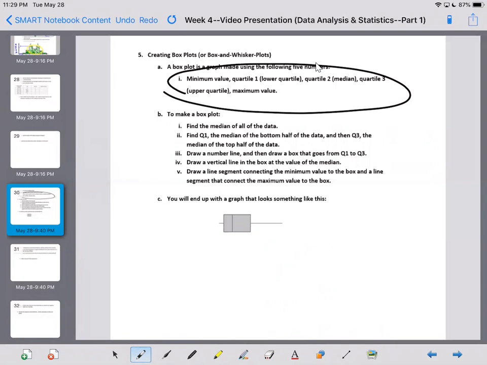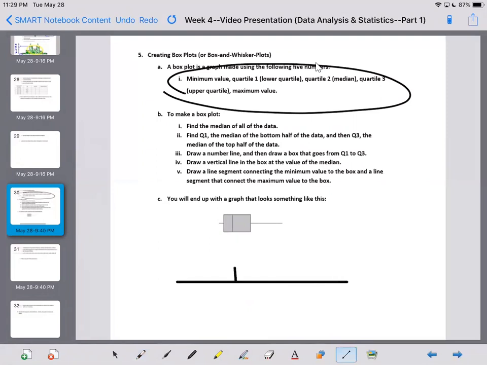It shows your minimum value, your maximum value, your quartiles, and your median. Lower quartile and upper quartile. So when you're thinking about quartiles, that's telling you that all of your data is cut into fourths. And it also means that 50% of your data is going to fall within the box.